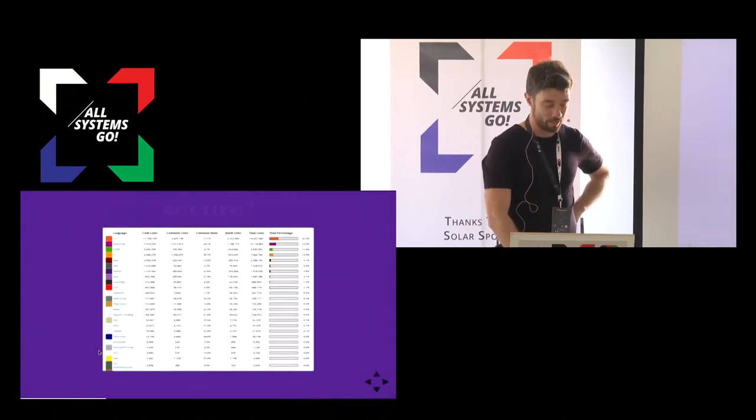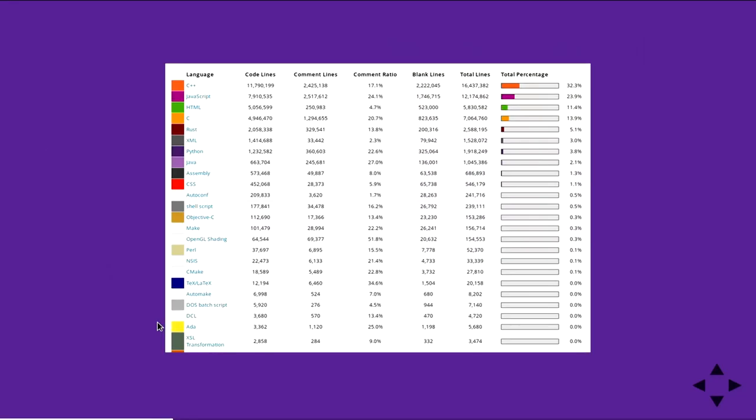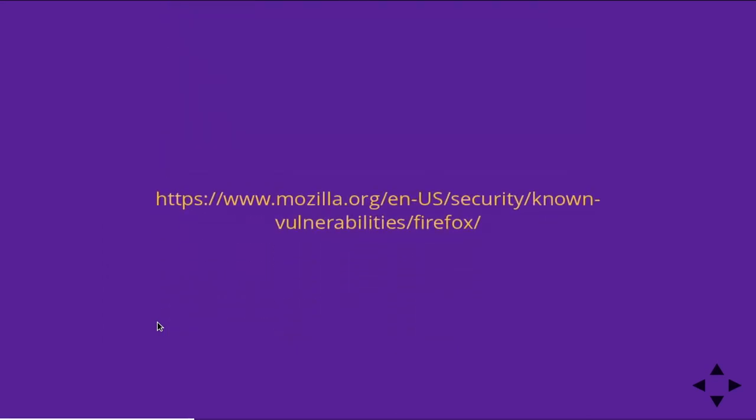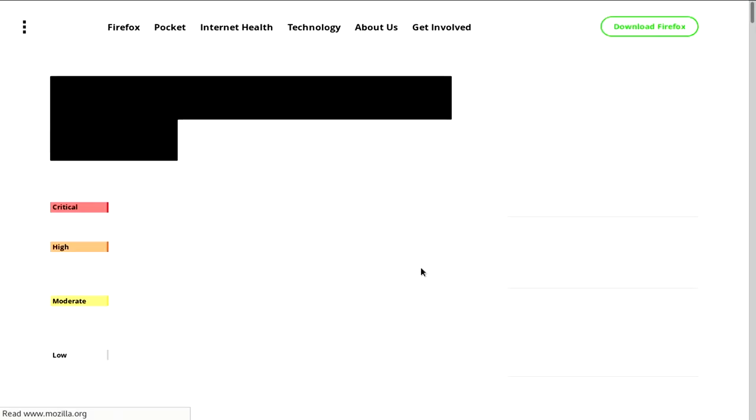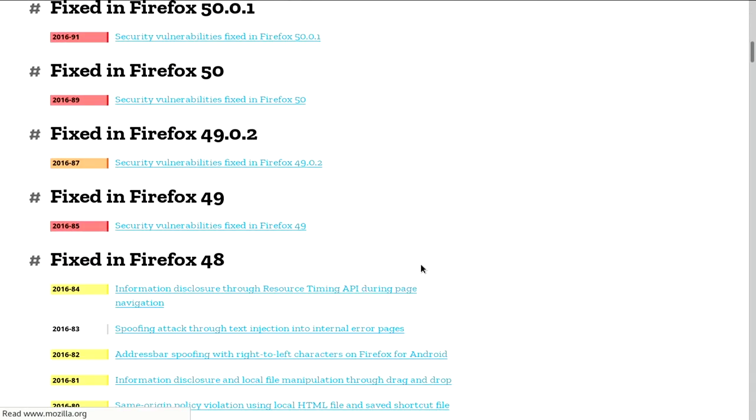It turns out that browsers are a lot of code. This is the code for Firefox. And you can see just in C++, there's over 50 million lines of code up there at the top. That is a lot of code to make secure, a lot of code that could have a security impact. If you look at this link here, you can see the security vulnerabilities for Firefox. And there's a lot of them in a lot of different versions.